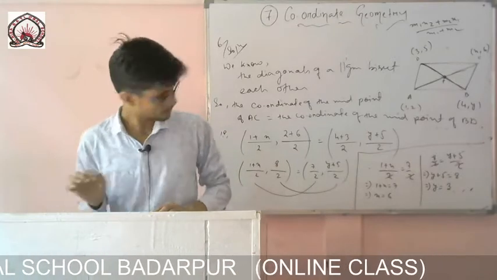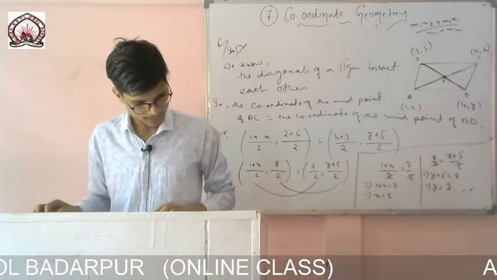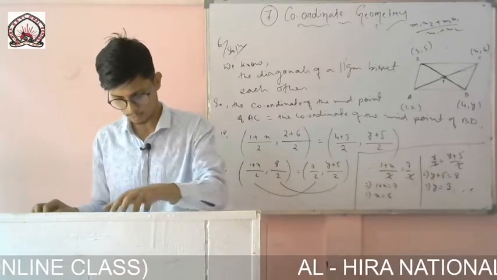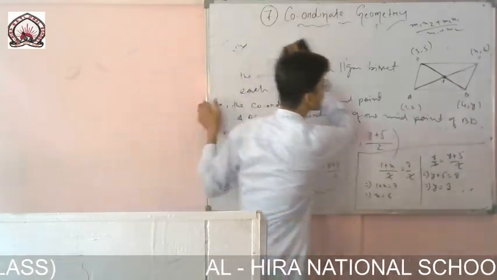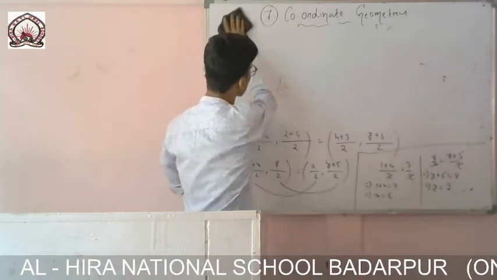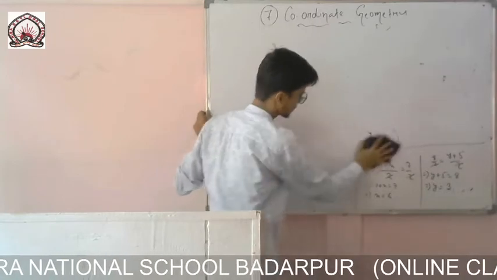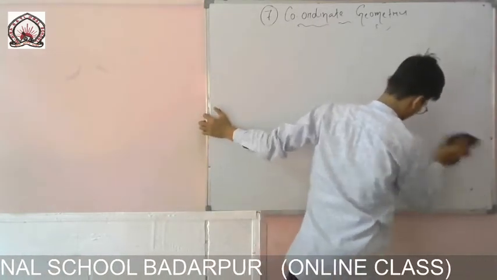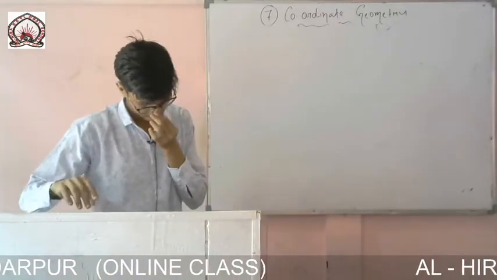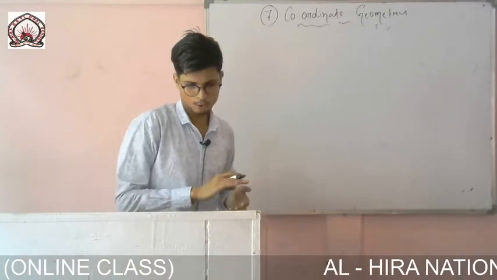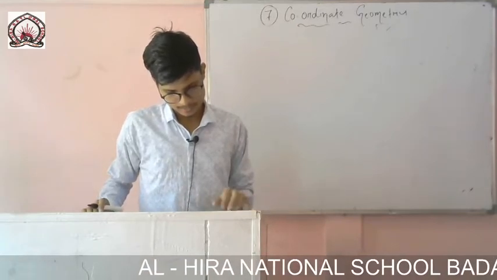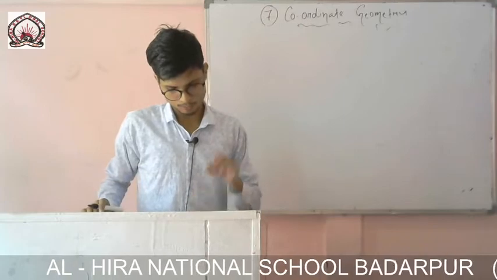Now let us go to question number 7. Find the coordinate of the point A, where AB is the diameter of a circle whose center is given. So you see here, find the coordinate of the point A where AB is the diameter of the circle whose center is given.